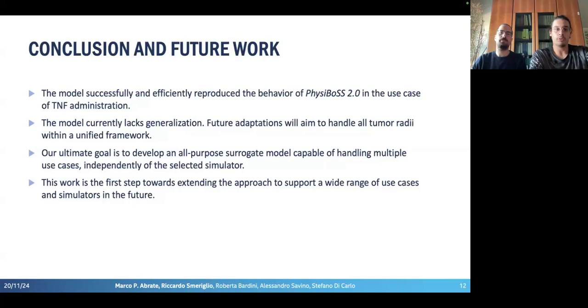In particular, our model was able to successfully and efficiently reproduce the behavior of the simulator in this specific use case. Still, this model lacks generalization. In the future, we aim to avoid training different models for different radii, but train one single model for all the radii. Moreover, we would like to develop an all-purpose surrogate model capable of handling not only this specific use case, but all the use cases in PhysiBoSS and in other simulators, independently of the selected simulator and the selected use case.